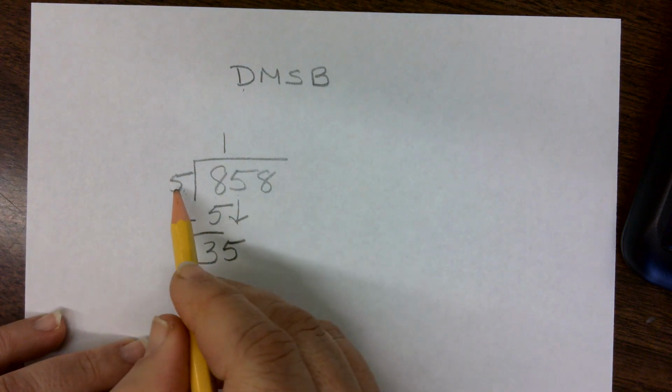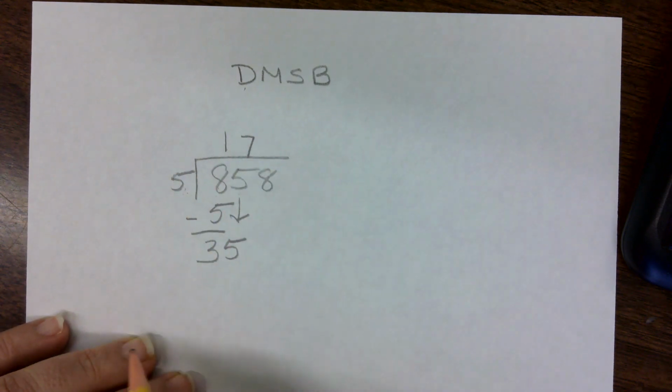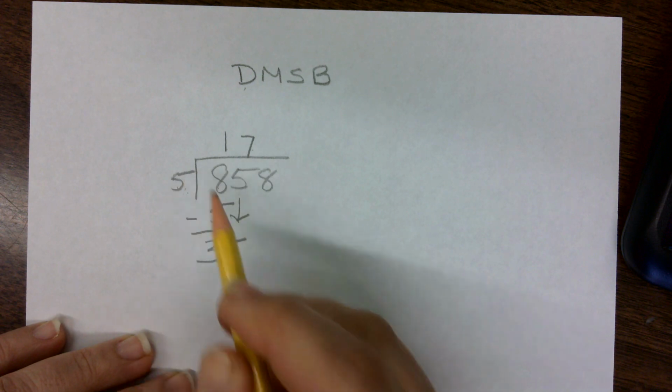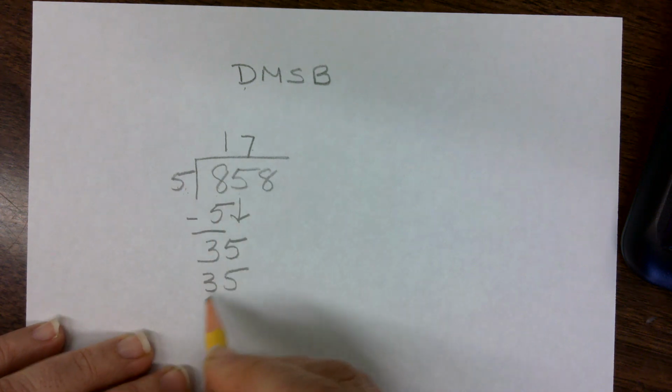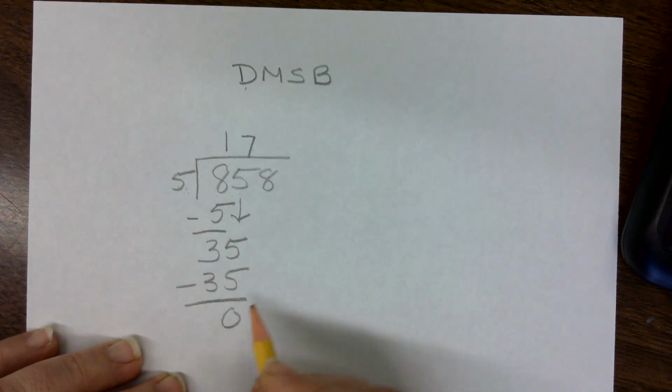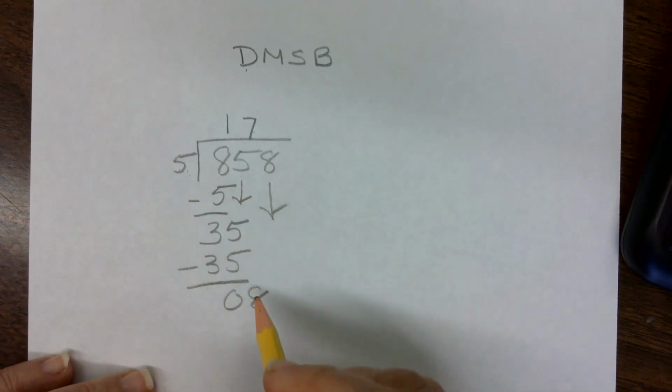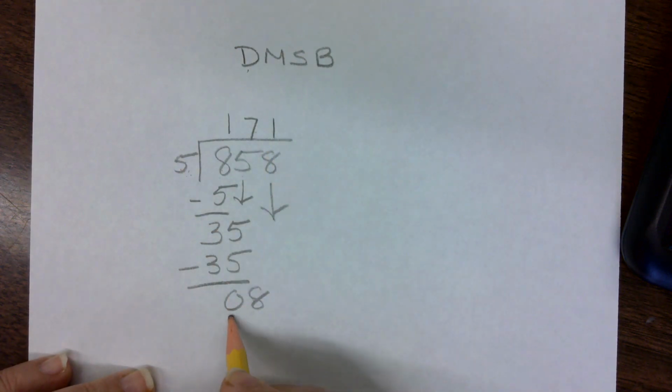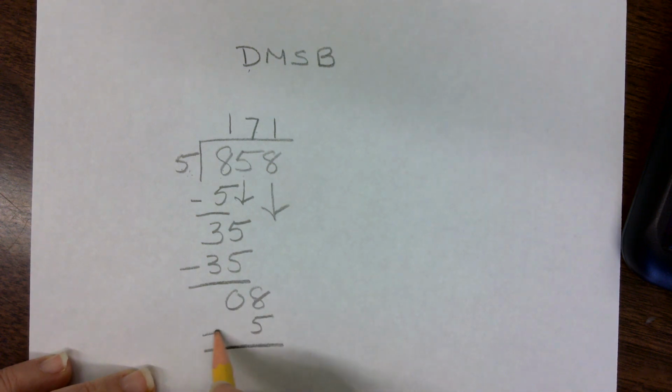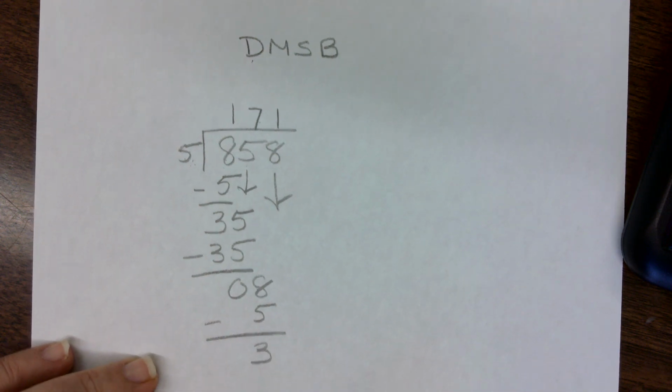Then I repeat it. 5 goes into 35 7 times. Multiplication, 7 times 5 is 35. Subtraction, 0. Bring down the 8. Repeat it again. 5 into 8, 1 time. 1 times 5 is 5. I subtract and I get 3.